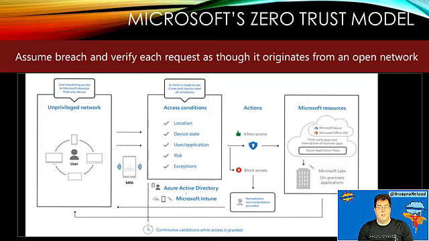Then many access conditions like location, device state, the application that they're on, who they are as a user, what their role is within the organization, what the risk is, and what exceptions we're going to take into account for certain users. And then utilizing Azure Active Directory roles, as well as endpoint management or Microsoft Intune, to look at what that device state is, making sure the device has all its security patches and things like that.